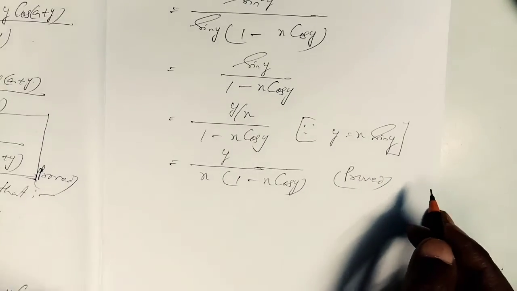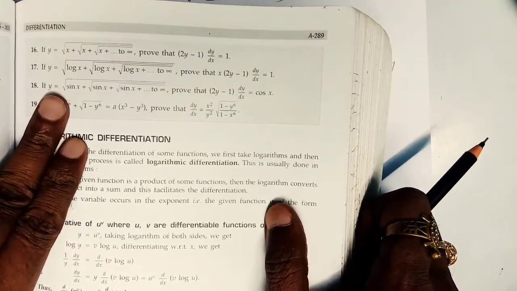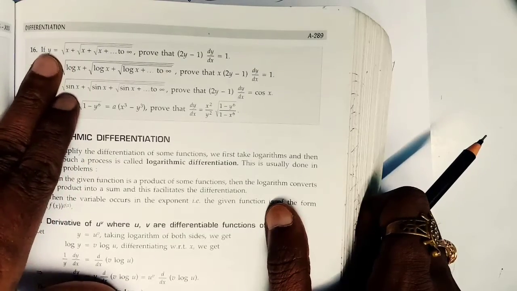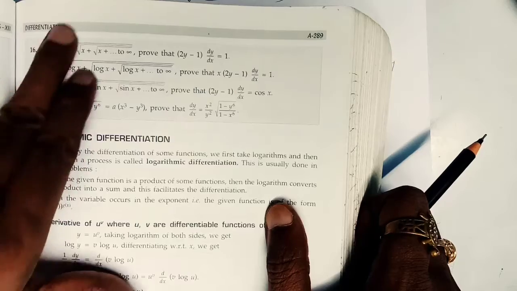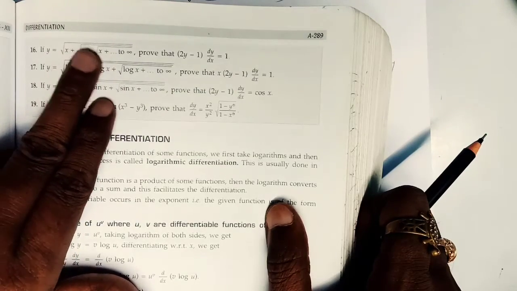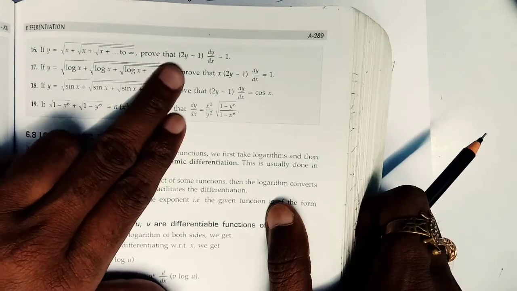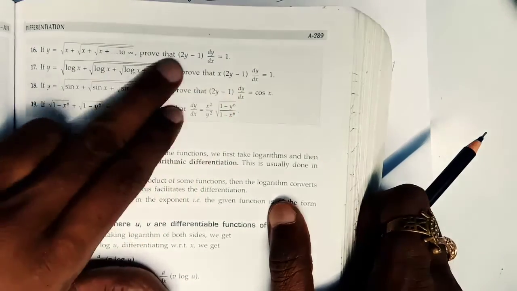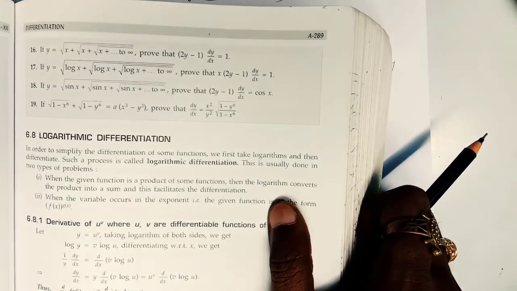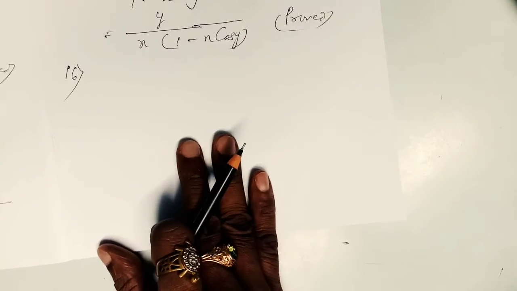Let us go to the next part of this exercise. See question number 16, a slightly new type of question. If y is equal to x plus root over x plus root over x plus root, up to infinity, and you have to prove that 2y minus 1 whole divided by x is equal to 1. You have to study the question very carefully, what is given here. Then you can solve it.